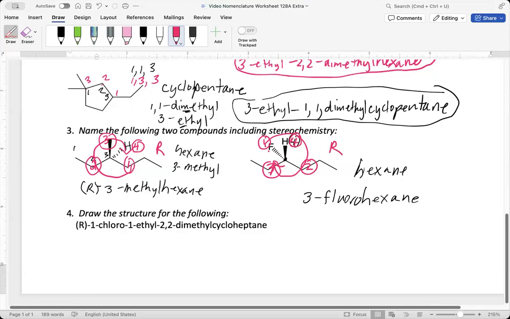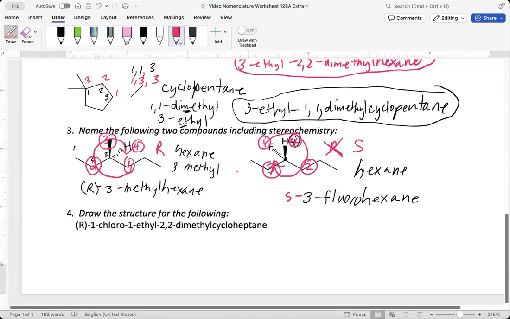And since it's clockwise, we do look and we see the hydrogen is pointing out at us instead of back. Remember, it's supposed to be back. If it's pointing out at us and we get R, then we simply take the opposite. Okay, so this is S-3-fluorohexane.